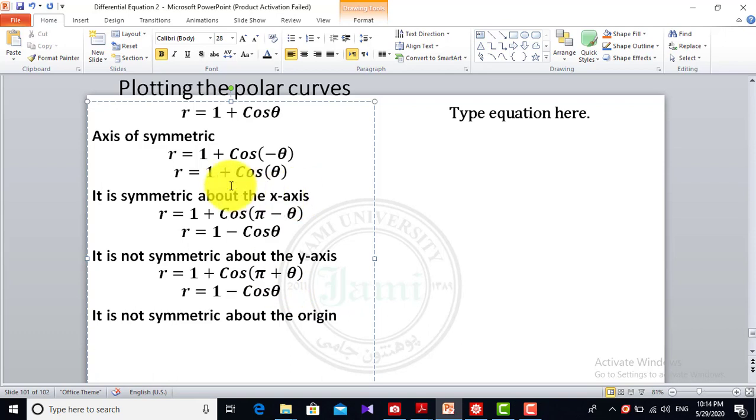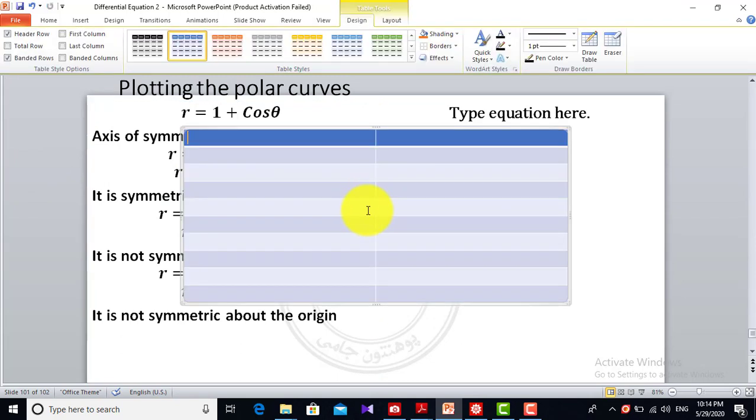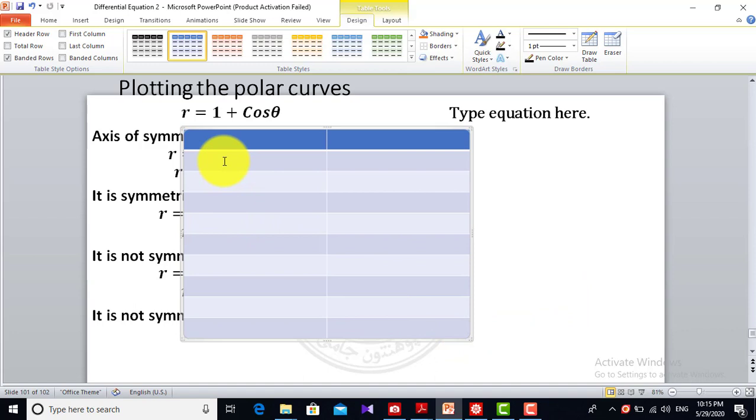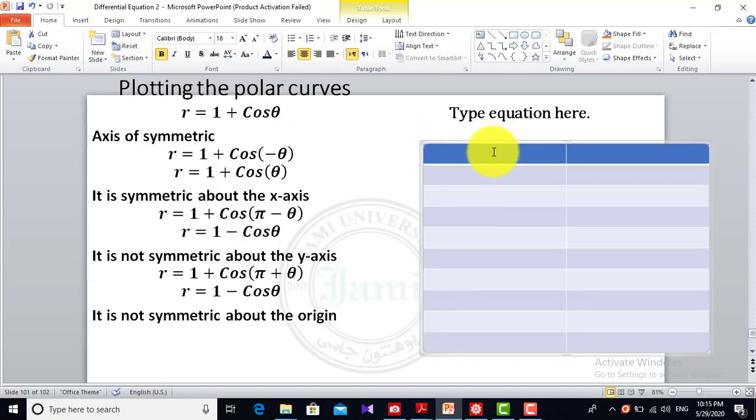So the first stage is completed. I came to know it is symmetric only about the x-axis. For the next step, I consider a table. The number of columns I need is 2, and the number of rows I need is around 10. For the next one, what I will have to do, I will give some values for theta, and I calculate the r value, then I will plot the graph.